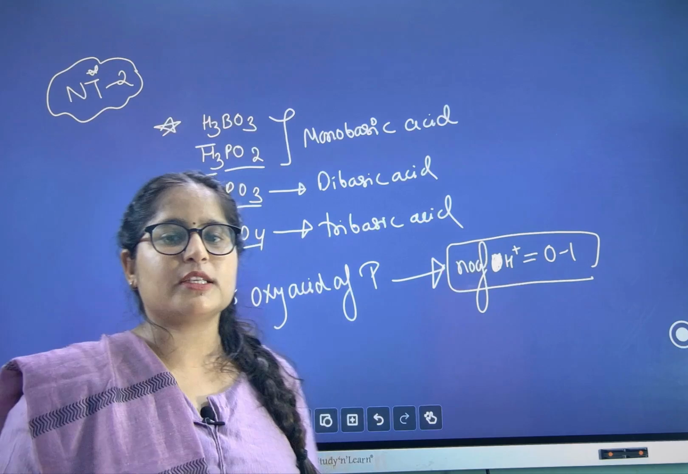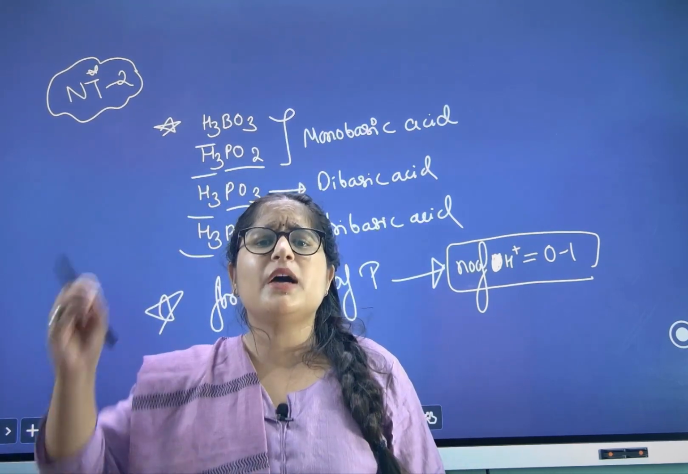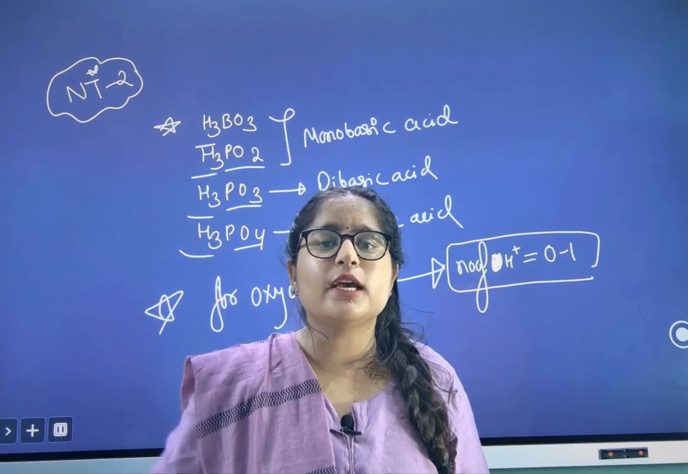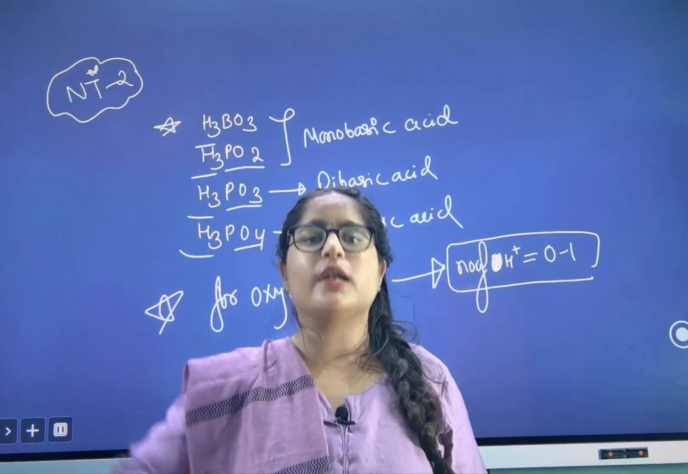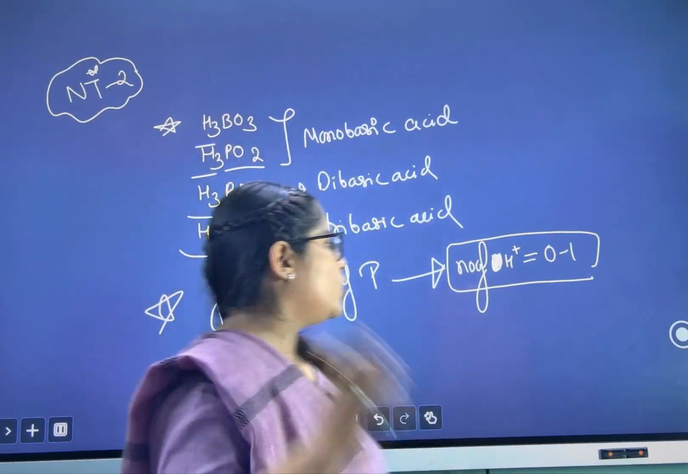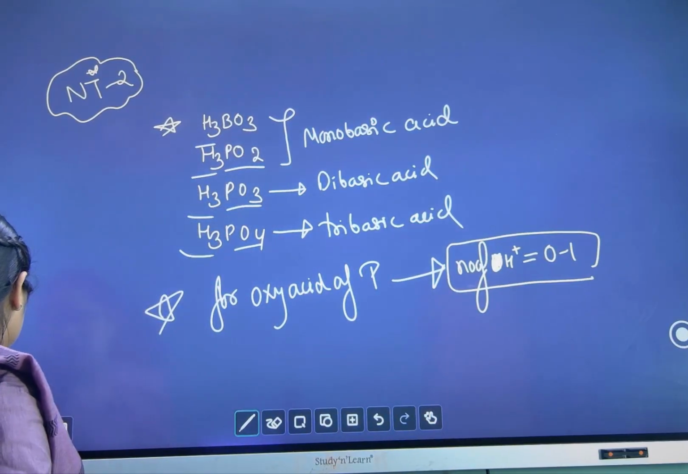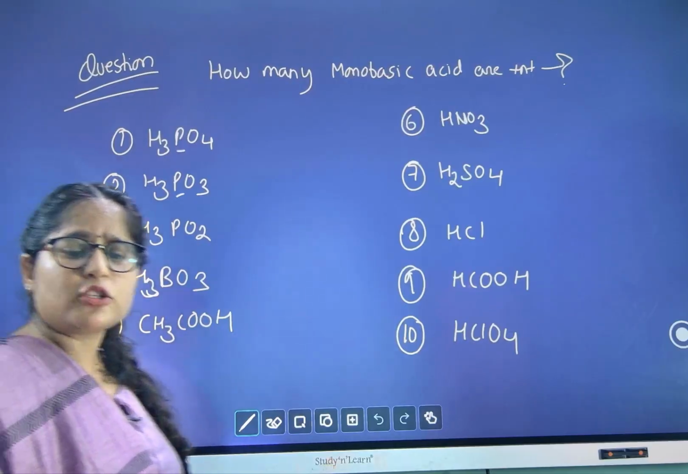What is the trick here? The number of H plus ion is equal to number of oxygen minus 1. Note down this also in your star point. Okay, now let us solve the question.